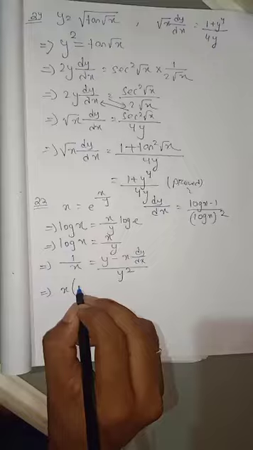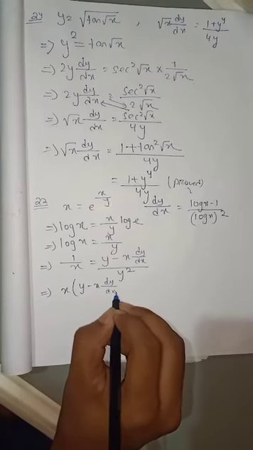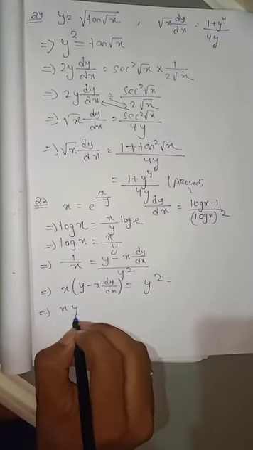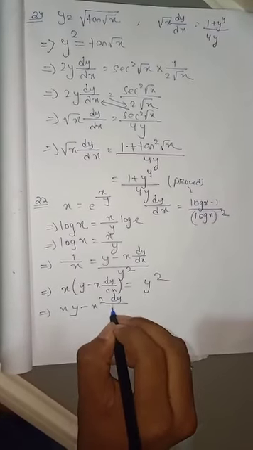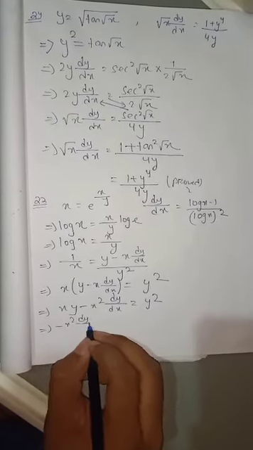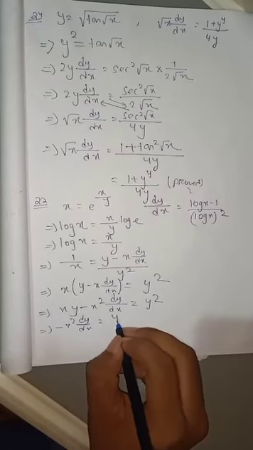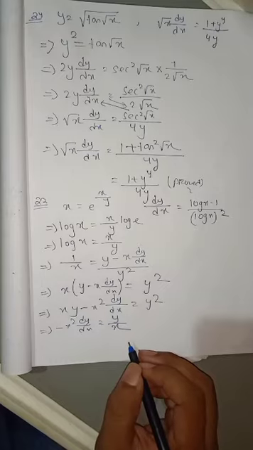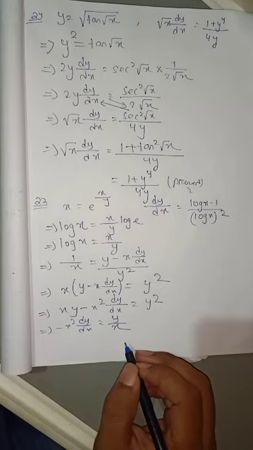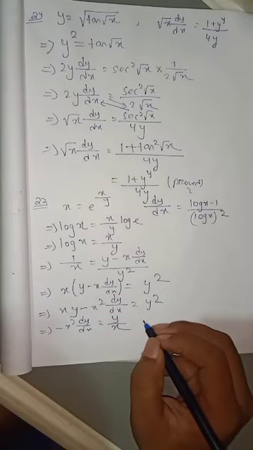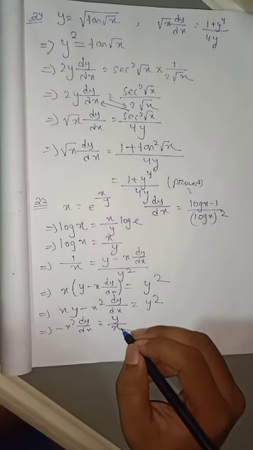So x into (y minus x dy by dx) is equal to y square. So xy minus x square dy by dx is equal to y square. Minus x square dy by dx is equal to y square minus xy. What is the value of y? x by log x, x cancels, 1 by log x.